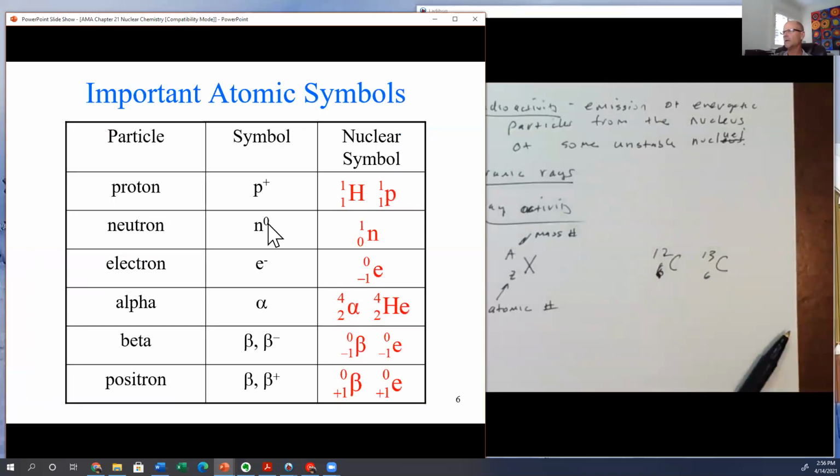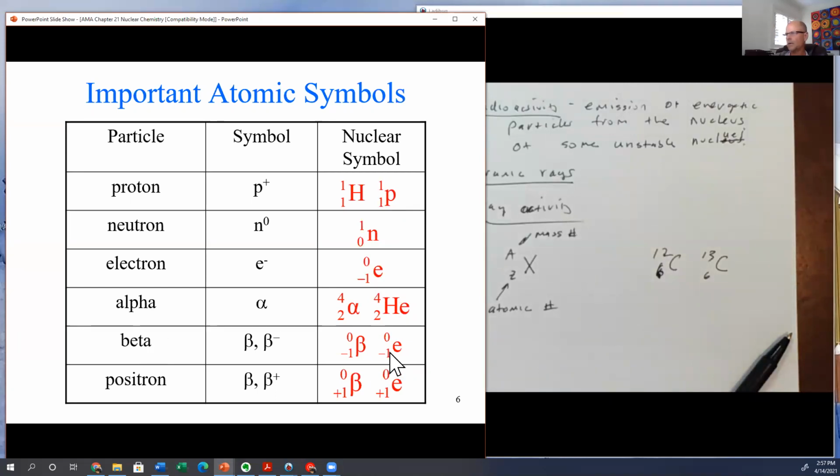So using this symbol, a proton can be symbolized like this, hydrogen 1, or with a P symbol. A neutron can be symbolized like this, 0 charge but 1 mass. A proton, of course, has 1 charge and 1 mass. An electron has a charge of -1 and 0 mass because it's so light compared to a neutron or a proton. An alpha particle is a helium nucleus, so a helium nucleus is symbolized like this.